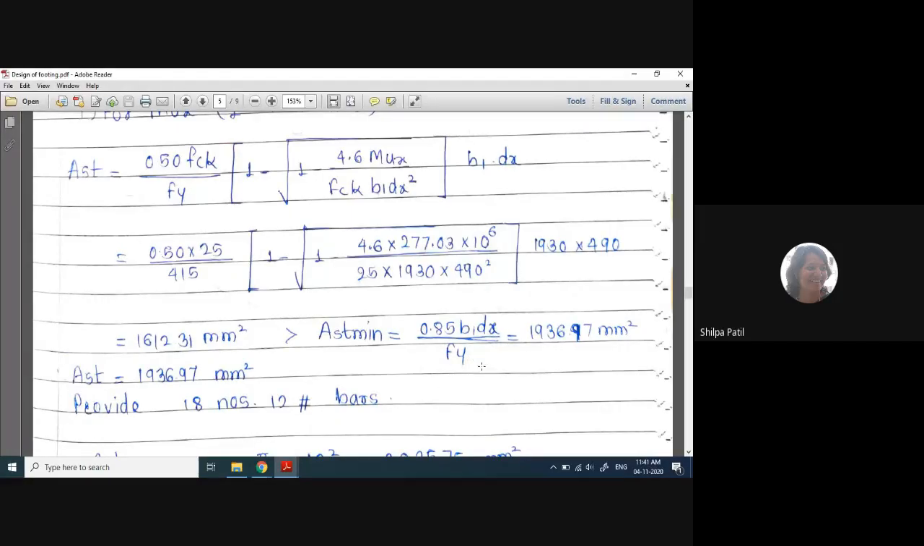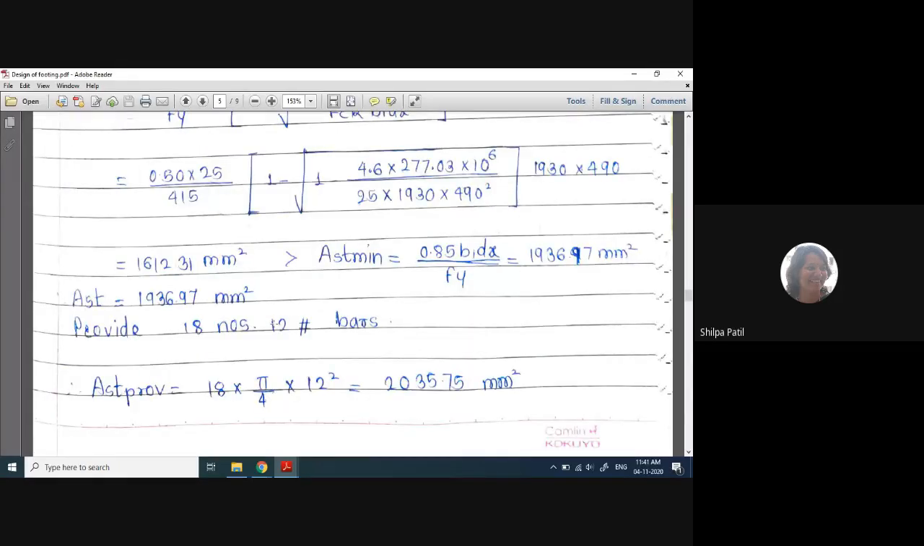So that formula is to be used over here. So AST should come greater than the minimum AST. Now 0.85 BD, again B should be the width of the footing, and DX is to be used here divided by FY. So this value is coming as 1612.31, whereas the minimum area is coming as 1936. So we need to provide the minimum value here.